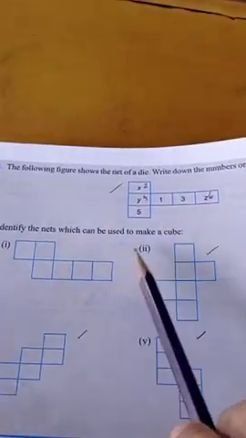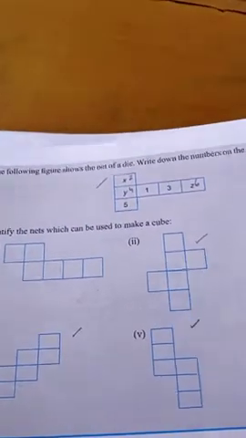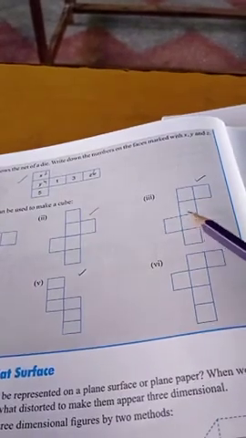Next is, identify the nets which can be used to make a cube. So children, which you don't know about the net, that we'll do later on. But this I told you, if identical boxes, one box this side, one box this side will be a cube. Here also one this side will be a cube. Here also one this side and this side will make a cube. And now let us practice these 3 figures.